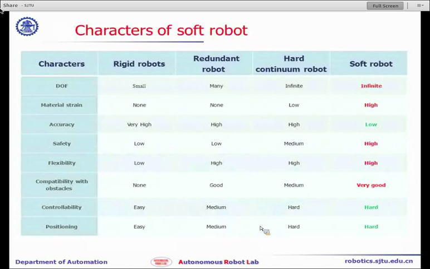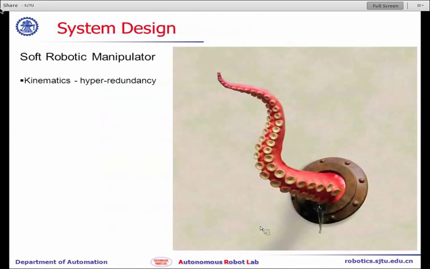So we summarize the characteristics of the soft robot compared to the rigid robot and other kinds of redundant and continuum robots. We find that the soft robot has a lot of advantages, such as infinite degrees of freedom, high material strength, and it is very safe. Also, its compatibility with obstacles is very good. But we also have several limitations, such as accuracy, controllability, and positioning. That's why we require some control technology to control this soft robot so that it can perform more accurate tasks. And then, based on the octopus, we try to design this soft robot manipulator for surgery.